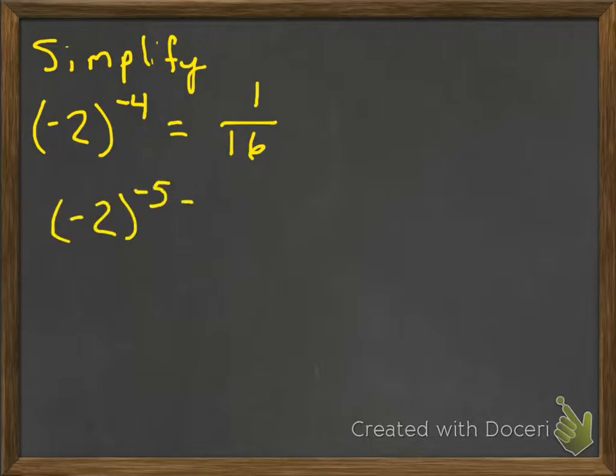Negative 2 raised to the negative 5 power would become 1 over negative 32, or negative 1 over 32. Because the negative would move the 2 to the 5th power down, and then you'd be saying negative 2 times negative 2 times negative 2 times negative 2 times negative 2. Alright, let's evaluate.